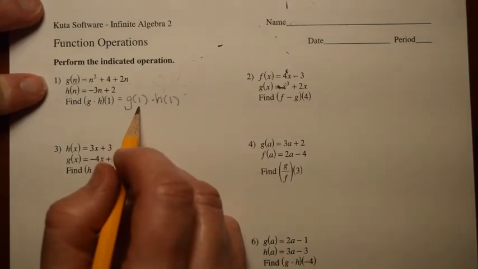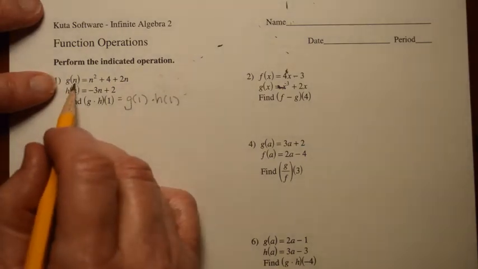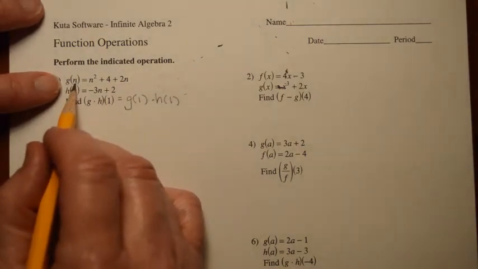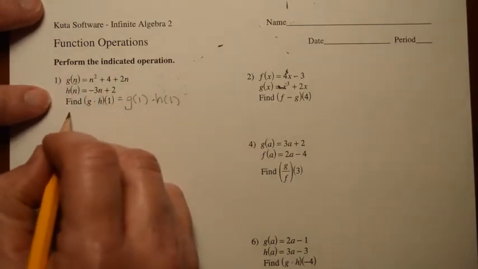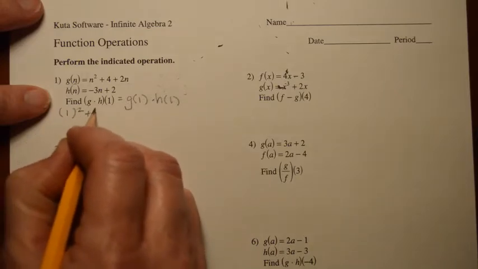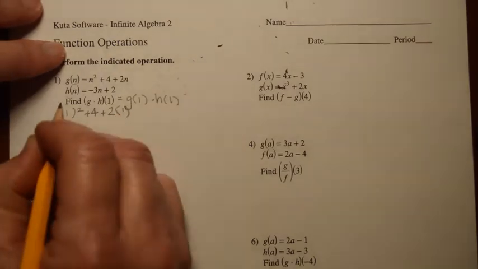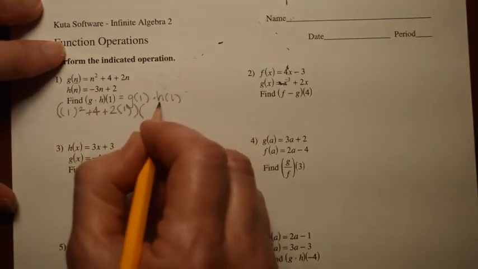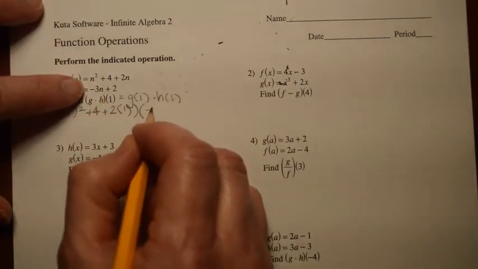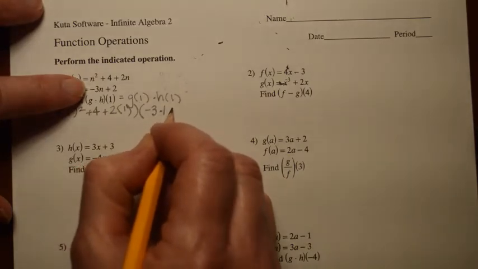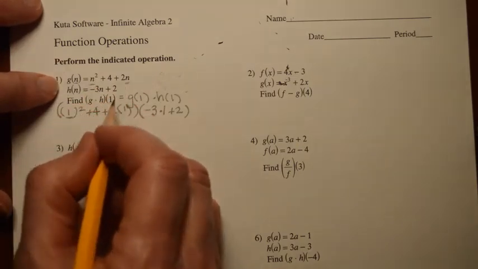And if you remember from previous conversations, g of 1 means they want you to plug 1 in the position of the variable. So this just means that the variable was n. They want us to plug 1 in everywhere we see an n. So let's do that. We would do 1 squared plus 4 plus 2, times, and then they want us to multiply that by h of 1, which means that we go to h and plug a 1 in everywhere we see n. So we would do negative 3 times 1 plus 2. Just notice that every place I put a 1 was someplace that I saw an n before.